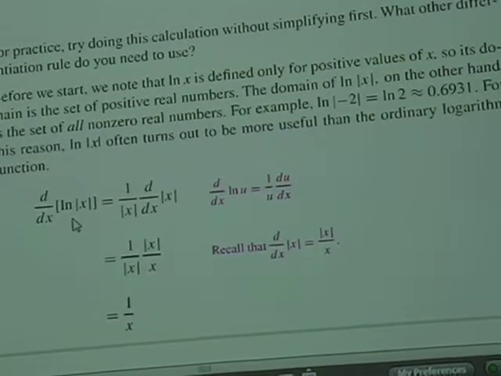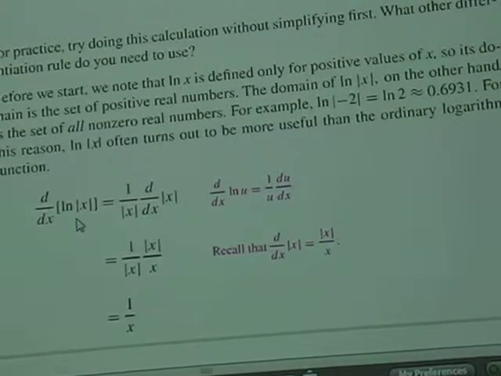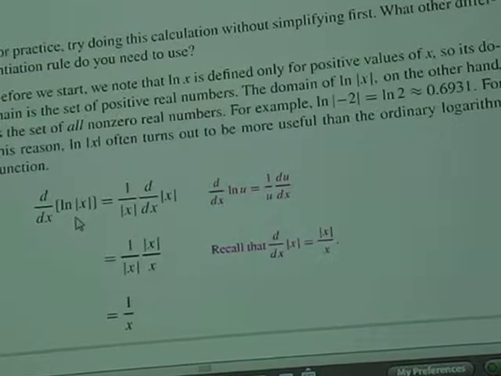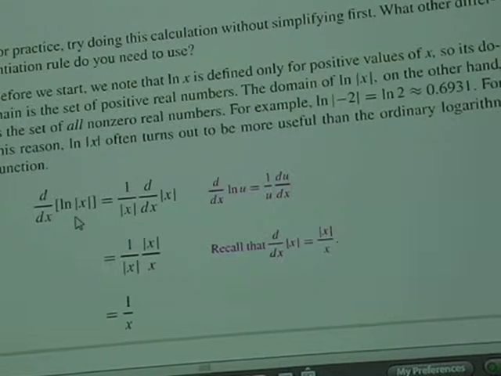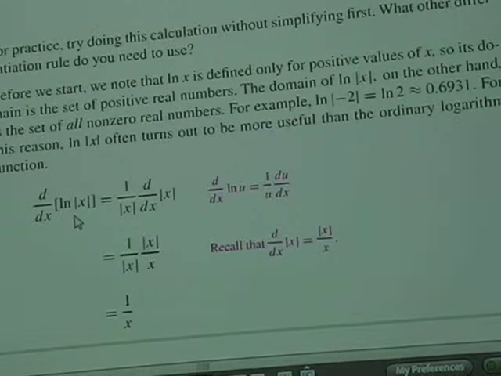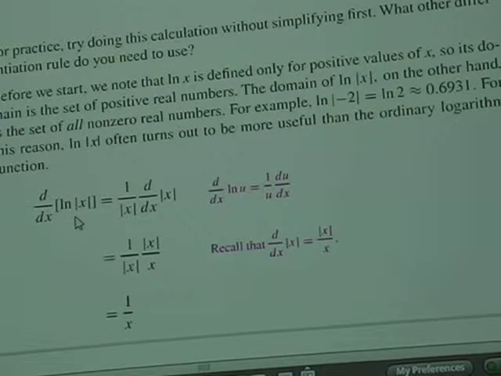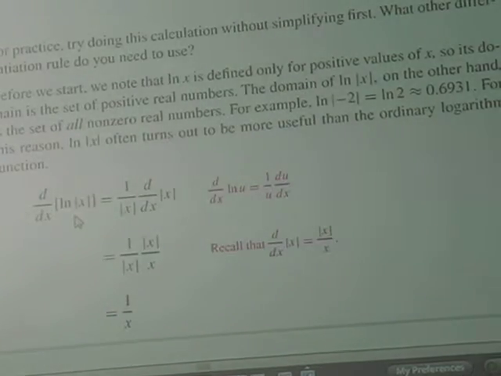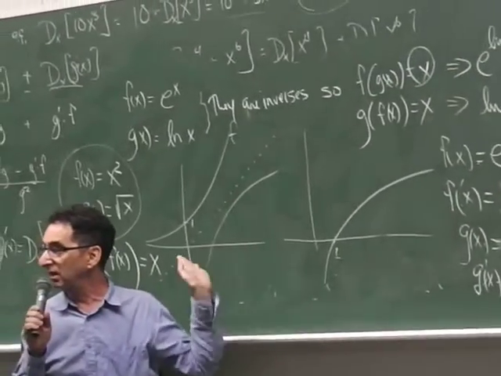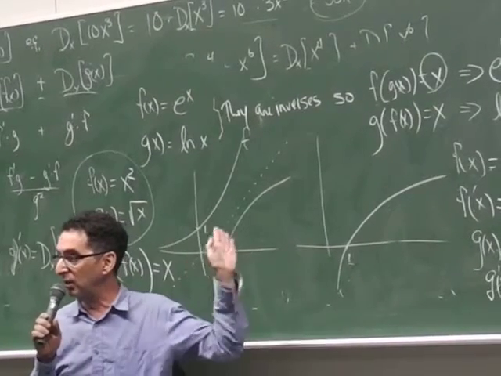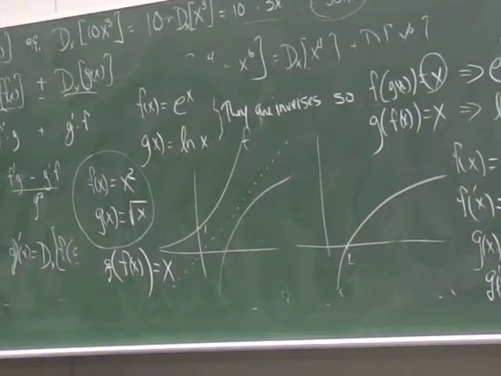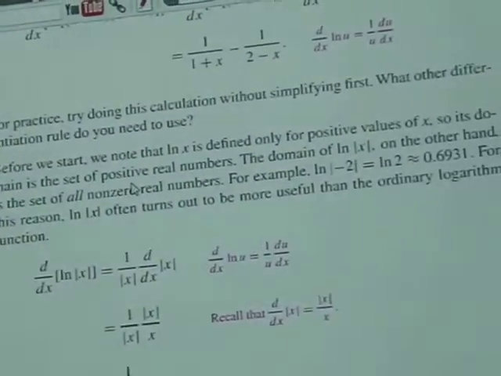The derivative of ln of the absolute value of x. Before we start, note that ln of x is defined only for positive values of x. Now, if you remember my picture of ln of x, here's the picture of ln of x. It only is defined for positive values of x. There's no graph to the left of the y-axis. So its domain is the set of positive real numbers.